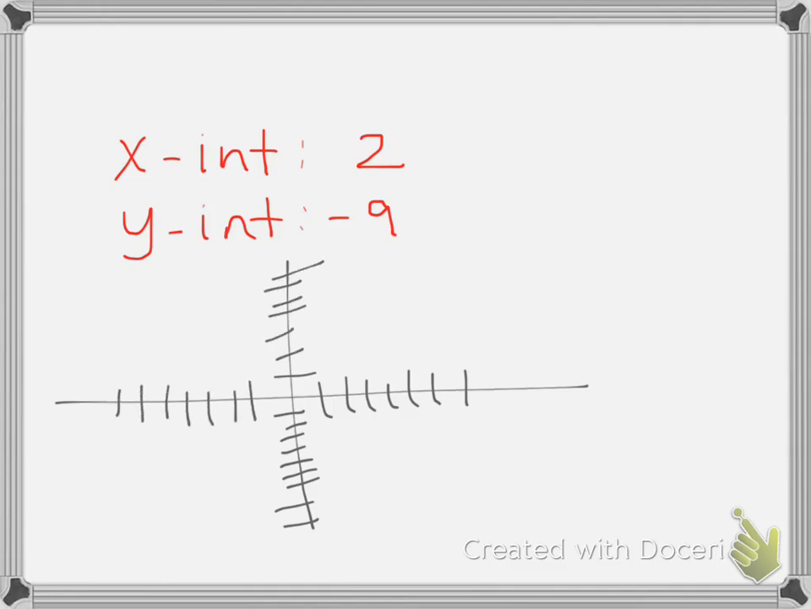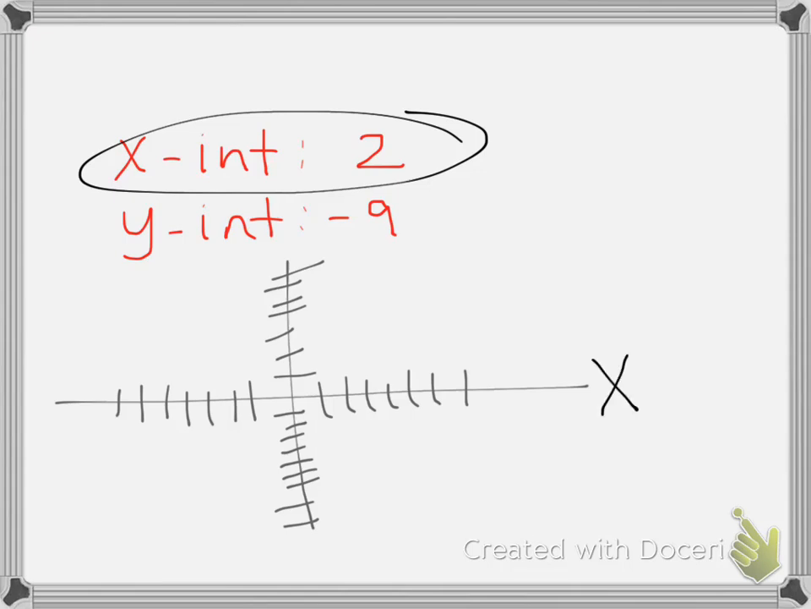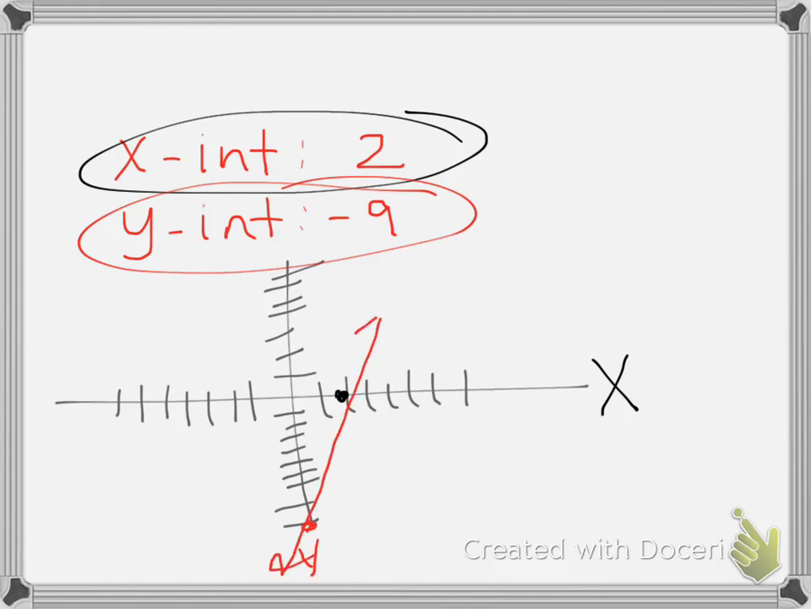I'm going to do my x-intercept in black again. So here's my x-axis. It crosses at +2. I'm going to do my y-intercept in this red. So it crosses at -9. So I'm going to go down 9 on my y-axis and connect my 2 points.